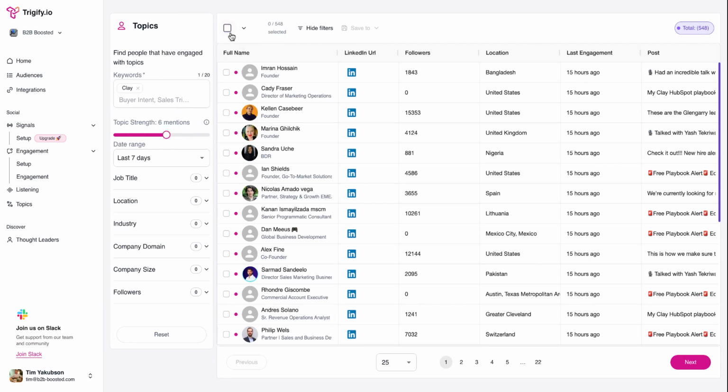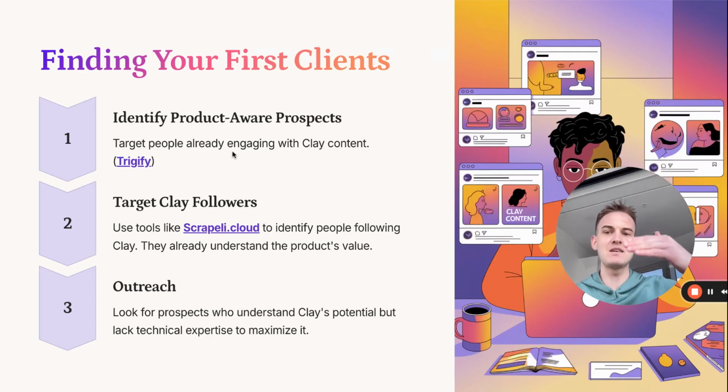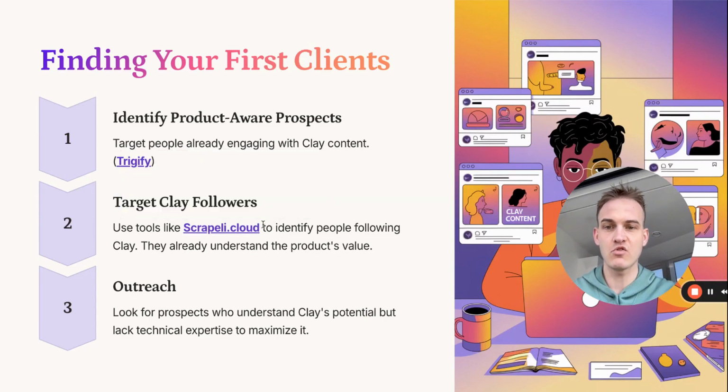So this means that these 548 people here all engaged with posts that mention Clay, and they engaged with it consistently. So you can then export them into a CSV file, and then once again, you can then just export them and harass them with emails until one of them just happens to reply to your email. Now I'll talk about the exact email copy to send them as well. Don't worry about that.